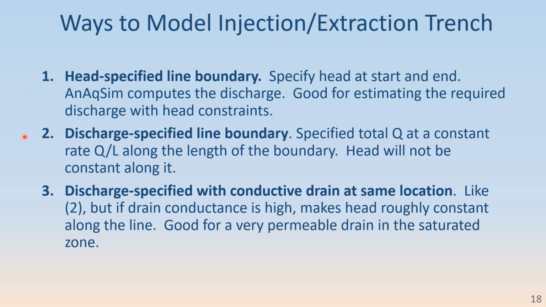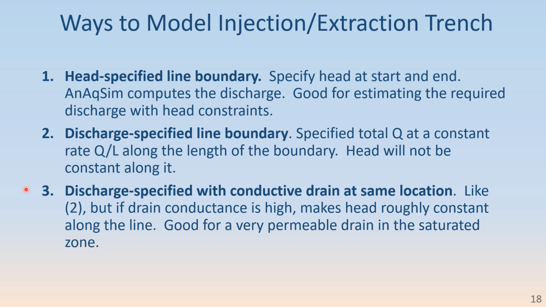The second option is a discharge specified line boundary, where you specify the total discharge and it spreads it out along a polyline at a constant discharge per length all along that boundary. The head won't be constant along it, but that may be the right thing if you're injecting water into a pipe above the water table and you expect it to come out of that pipe at a fairly uniform rate along its length. The third is like the second, but you add a conductive drain right on top of the discharge specified line boundary at the same location, same vertices and everything.